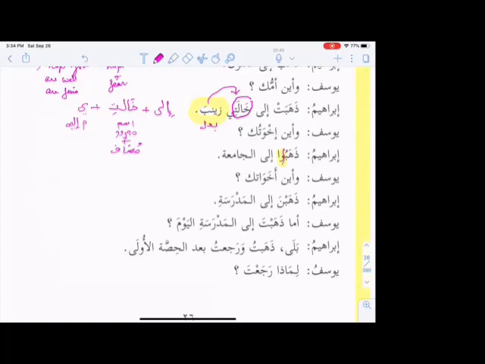Okay, fine. Aina akhwatuka, see? Learn turn by turn. Brothers, sisters, where are your sisters? Akhwatuka. See, here now comes Zahabna.